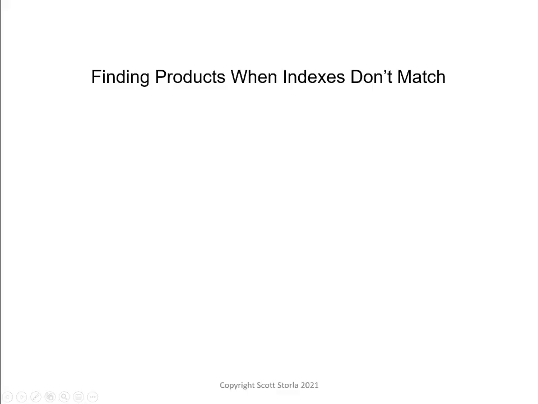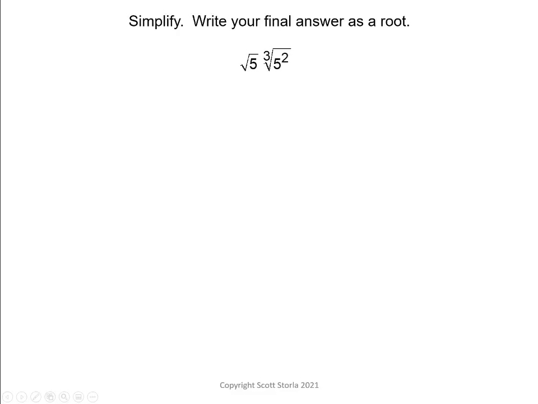In this video, we're going to practice finding products when the indexes of roots don't match. Let me give you an example. So here I'm supposed to simplify, and in the past we've just multiplied the radicands together. But we can only do that when the indexes match. For example, these would both have to be square roots or both have to be cube roots. But in this case, they're mixed.